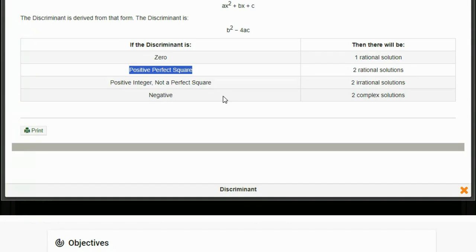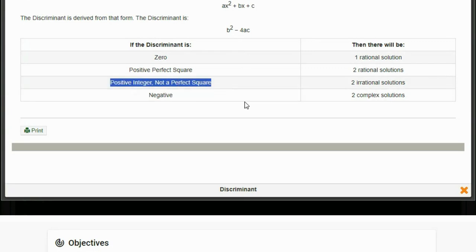So if it's any of those positive perfect square numbers, then you're going to have 2 solutions, and they're going to be rational, which means you could write them with a fraction or a number, maybe an integer. Maybe the solutions are 3/2 and 6, or -2 and 5. If it's a positive integer that's not a perfect square, maybe it's 7, it's got 2 irrational solutions, and I'll show you in a second.